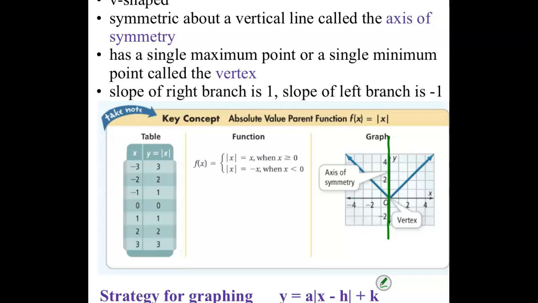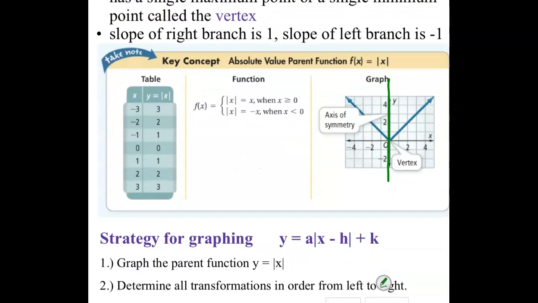There's a single point that we call the vertex. It is the maximum or minimum. And you might say, well, how can it be either one of those? If the V opens like it does in this picture, it is a minimum point. It is the lowest point on your graph. But we can also have absolute value graphs that look like this, in which case it would be a maximum. So it's your highest or lowest point. It's where the point of the V is, where the two sides change direction.